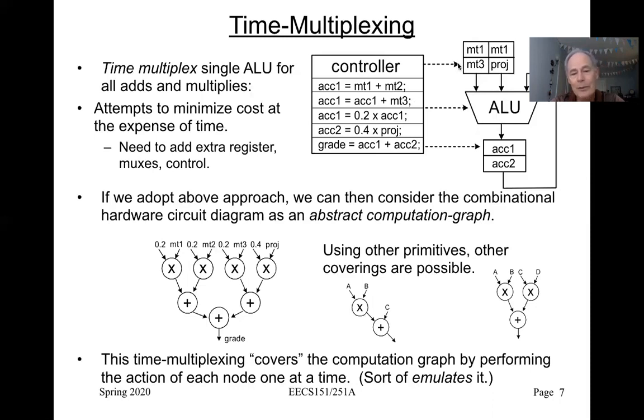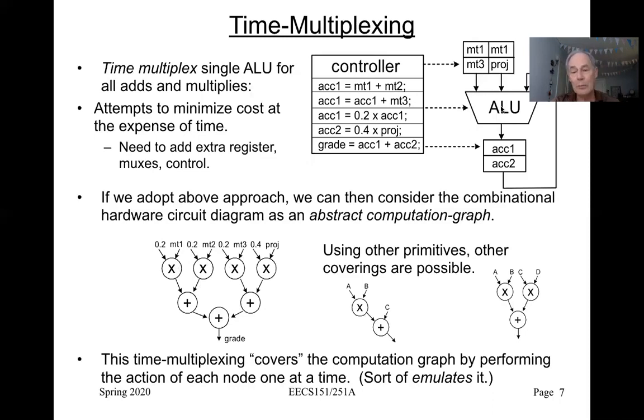So if we adopt this approach, then we can view this parallel version more as an abstract computation graph. It's really a graph that shows us the available parallelism and what the computation is, right? But then we can implement it in a lot of different ways, depending on how much parallelism we want to exploit. In fact, when we do things temporally, we cover this graph by an ALU that can do either a multiply or an add.